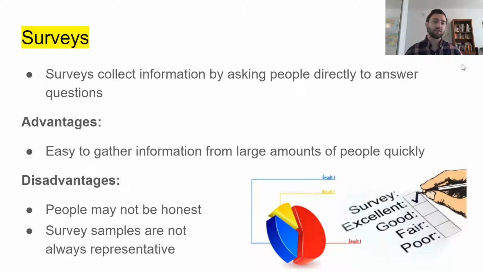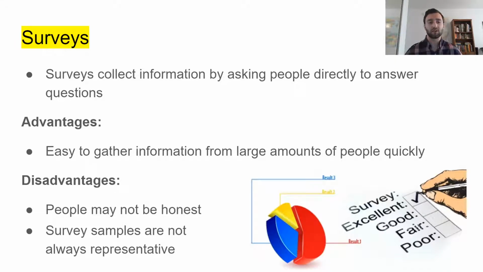The advantages of a survey, and the reason people use surveys, is they're very easy to create and you can gather a ton of information all at once, right? You guys could go and create a survey right now using a Google Form. You could put it on a bunch of different social media and you could get thousands of people to fill it out within a day or two. So it collects a lot of information really quickly.